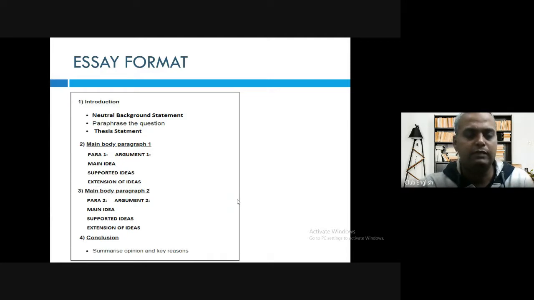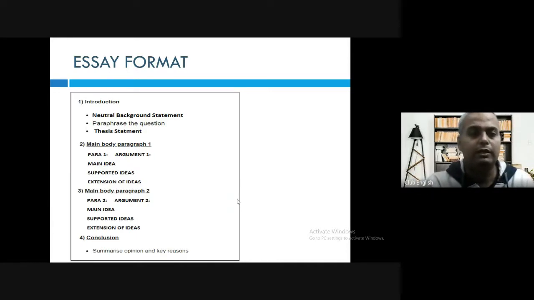Now the first one needs to have these three constituents. Sometimes it can be two, but majorly it is three. These three constituents are: you need to write a neutral background statement, then you need to paraphrase the question, and then you need to write the thesis statement. What these things are, we are going to see in the coming slides.